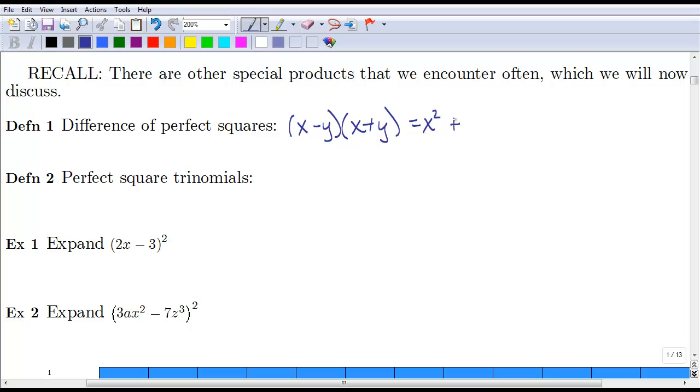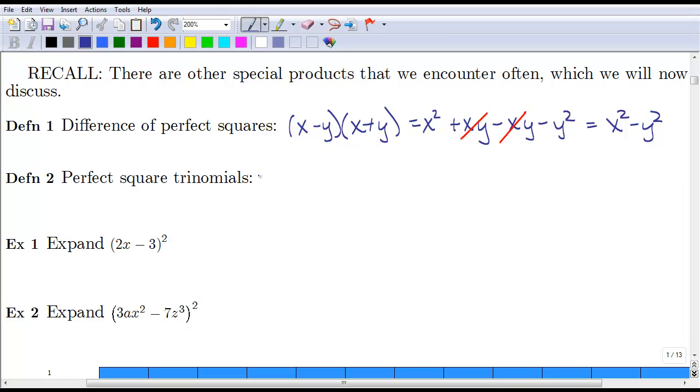The outer term would be plus xy, the inner term would be minus xy, and then the last term would be minus y squared. So that plus xy minus xy is 0, and we are just left with x squared minus y squared. And this is what we call the difference of perfect squares, because we've got a perfect square here, we've got a perfect square here, and we're taking the difference of them by subtracting.